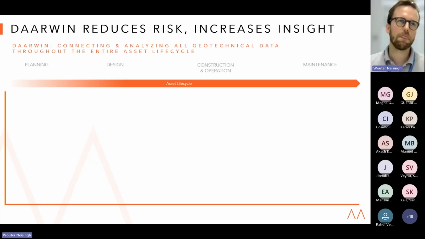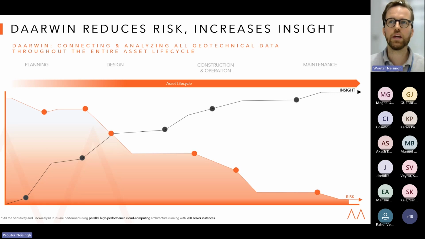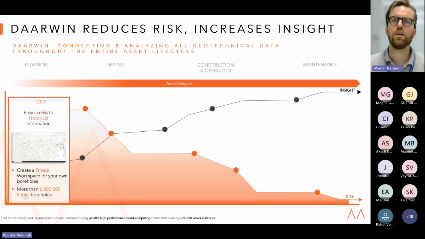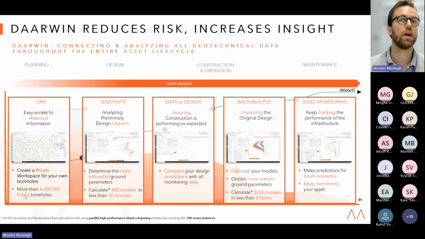First, really briefly, what does Daarwin do? Over the entire asset and project lifecycle, what we do is we decrease the risk on your project and we increase the insight that you have. Therefore, you have different modules that throughout the entire lifecycle you can deploy. And one of the tools that I want to focus on with you today in more detail is the back analysis. It's a really powerful tool. You see it as the fourth column. I would like you to explain more about that.